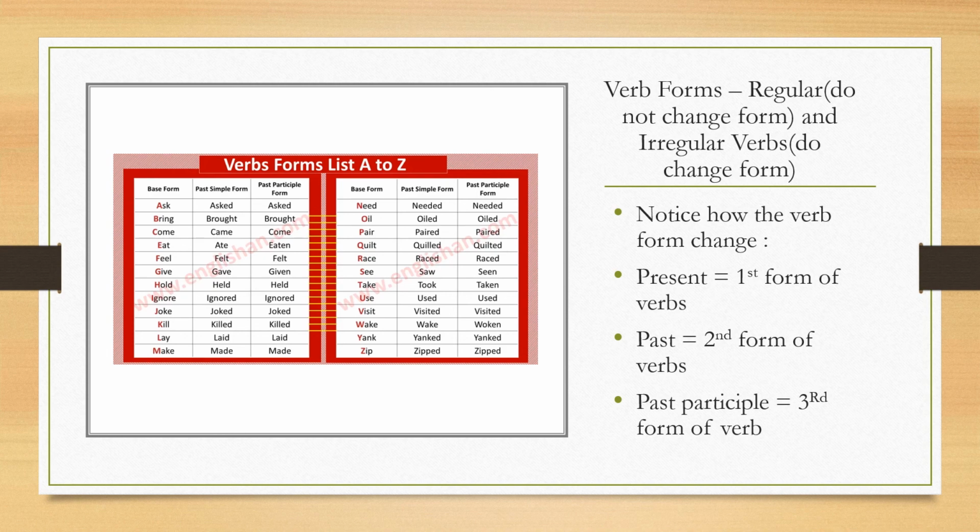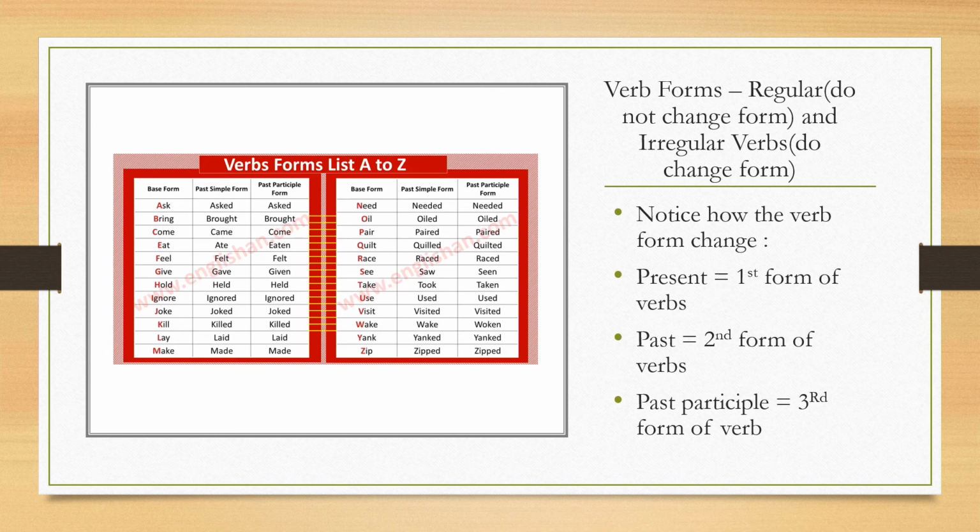Regular and irregular verbs. Notice how the verb form changes from present to past participle with the example explained now. Ask is the base form of the verb. We need to change it into the second form, which is asked, and the past participle, that is asked. So when the past simple form and the past participle form do not change, it is called a regular verb.